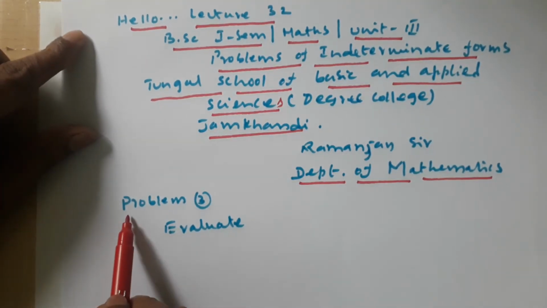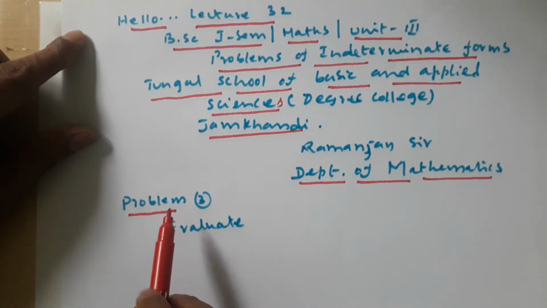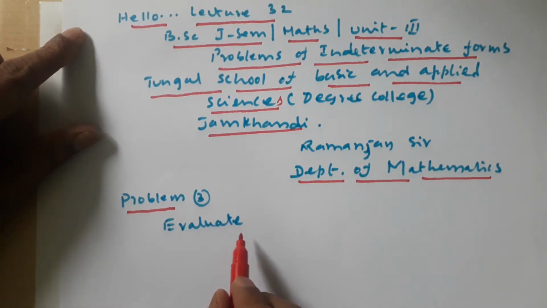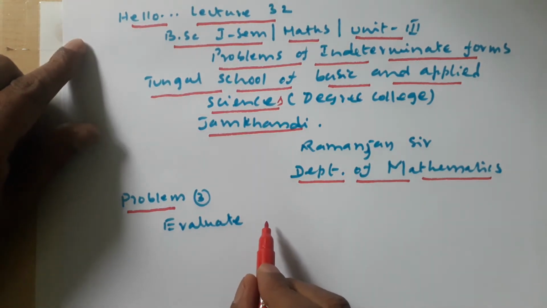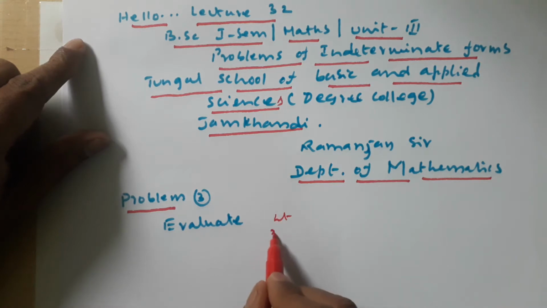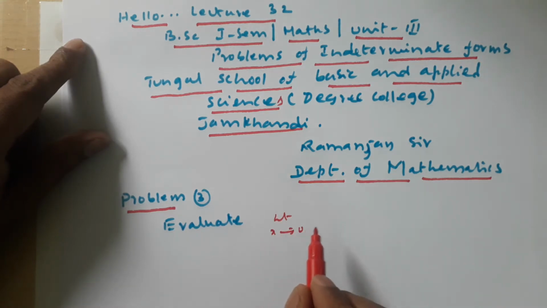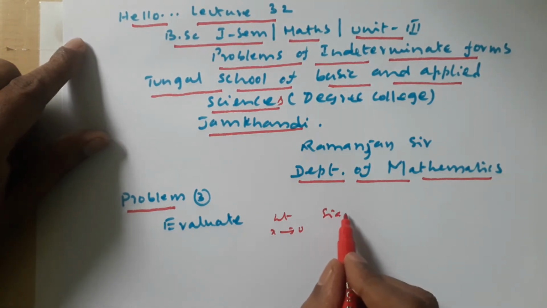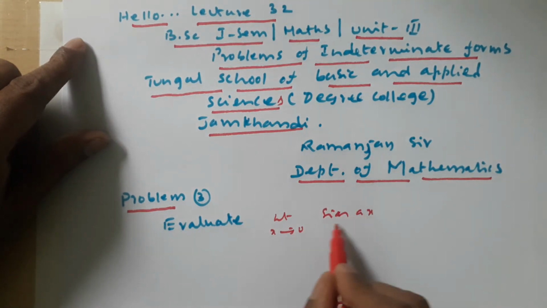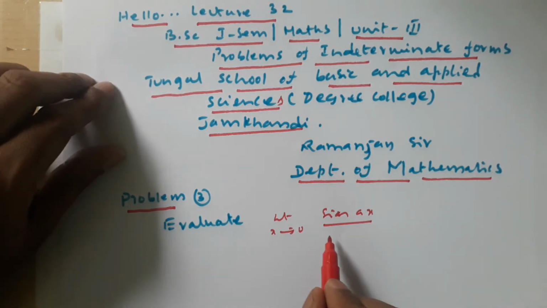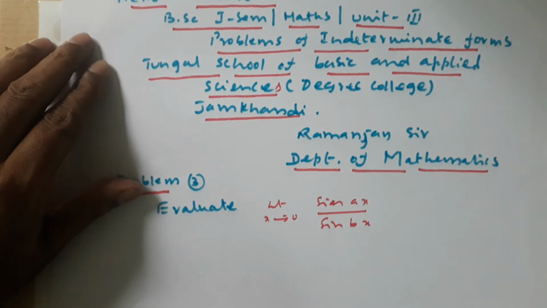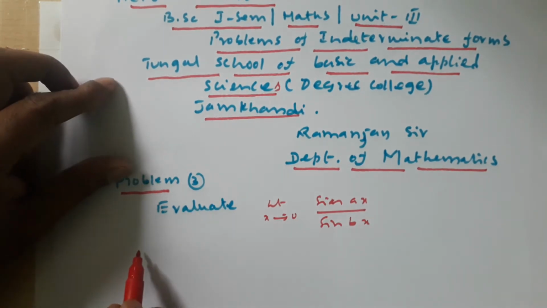Now, problem 3. The two problems we discussed in lecture 31, whereas now problem 3. Evaluate the limit as x tends to 0 of sin ax by sin bx. Next, solution.